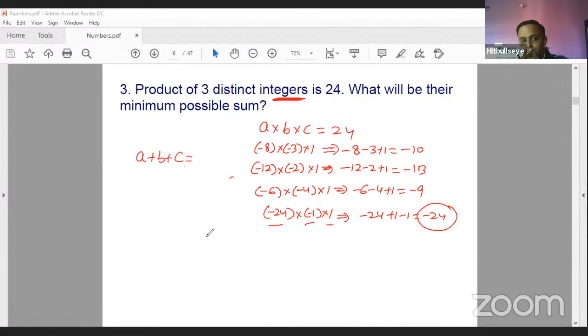Is this clear? The logic is that when the sum is asked to be the minimum, you will take one negative number as large as possible. In this case, the product was 24. Minimum sum is asked, so you will take one negative number as large as possible. In this case, I have taken that number as -24. So I took one number to be -24, second one as -1, and the third one as 1. So the sum in that case becomes -24 plus 1 minus 1, which equals -24.